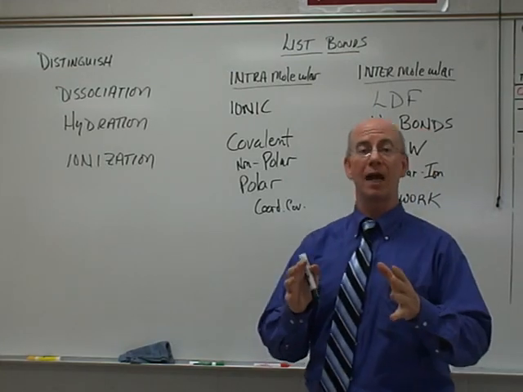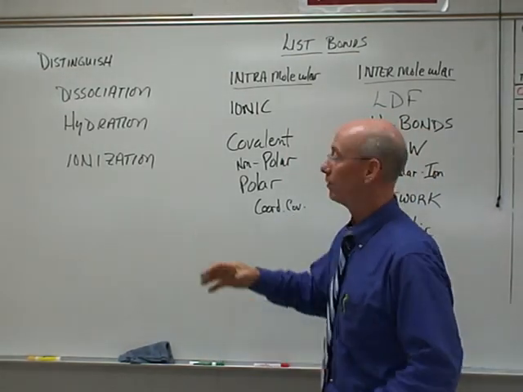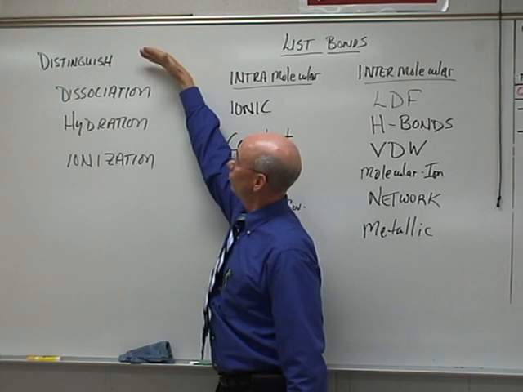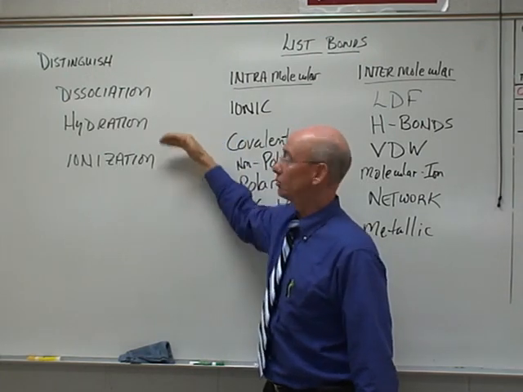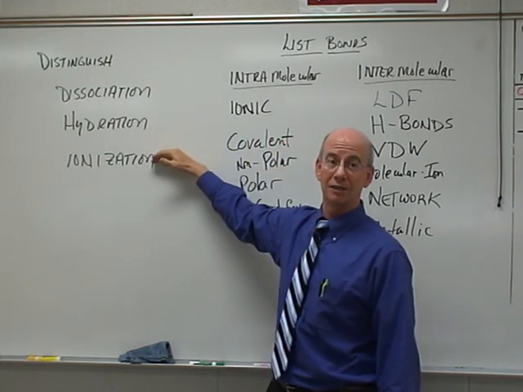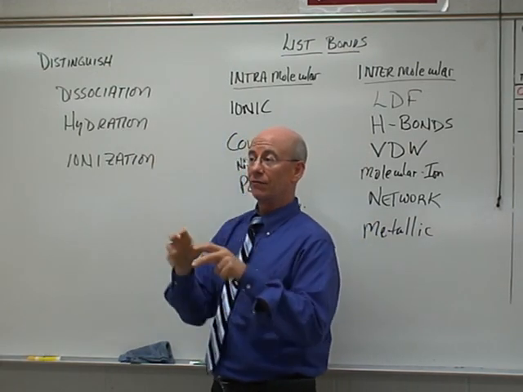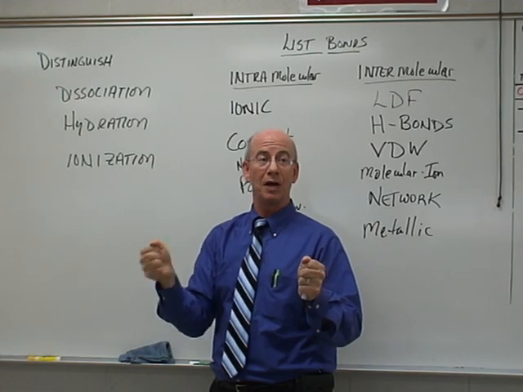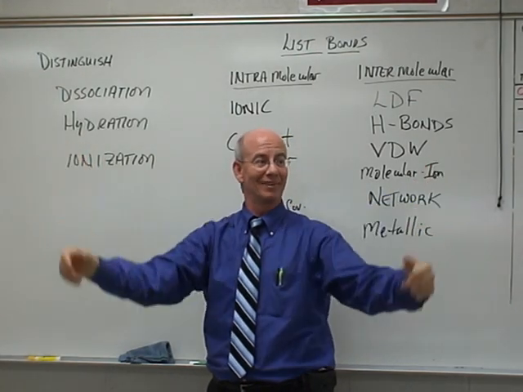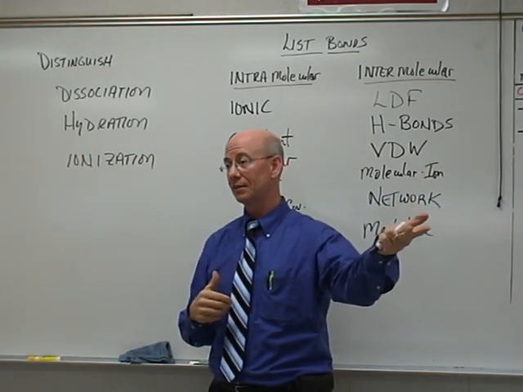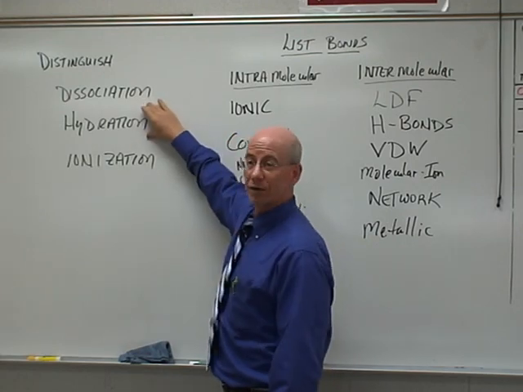All right, so if we recap some of these bonds that we've been talking about, one thing that we mentioned before was distinguishing these terms here: dissociation, hydration, and ionization. Right? Dissociation is the splitting of an ionic compound into ions. The positive ion is called cations, the negative ion anions. Then water does something to it.